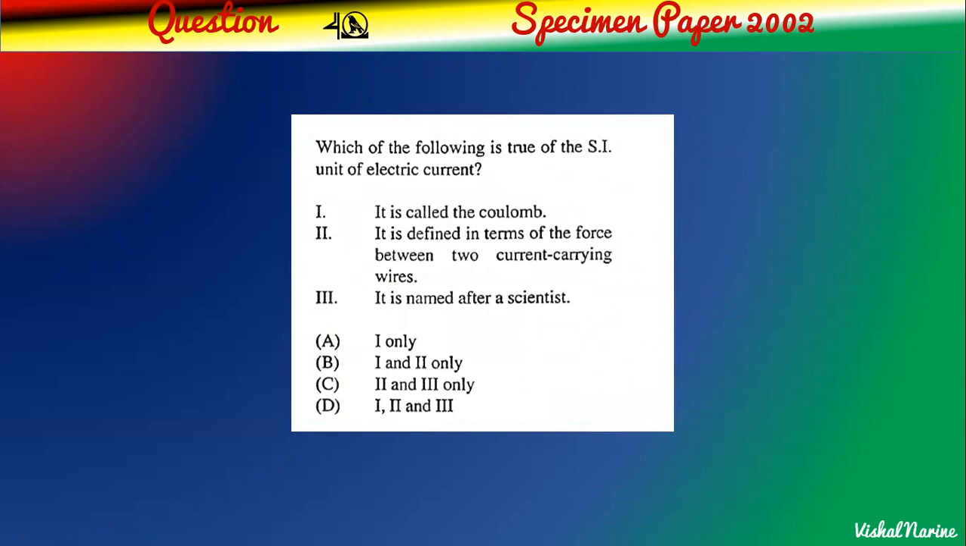Question 40. Which of the following is true about the SI unit of electric current? We know that the unit for electric current is the ampere. Let's go through. It is called the coulomb? Well, definitely that is wrong. So one is incorrect, which tells us that A, B, and D are also incorrect. So we have the answer right away. It is C. Again, you can go through the other options and correspond.